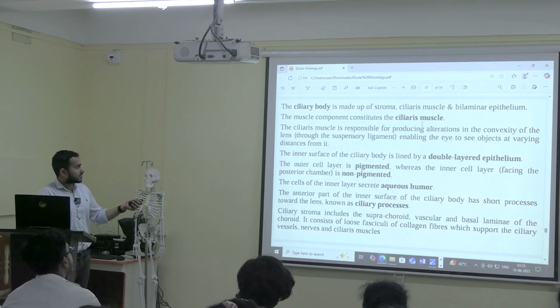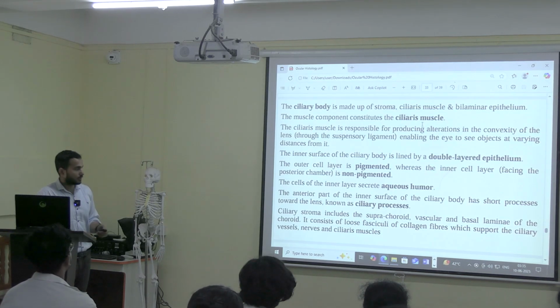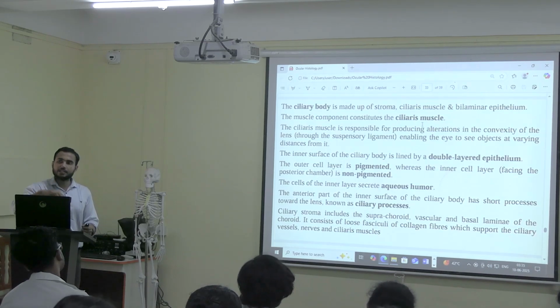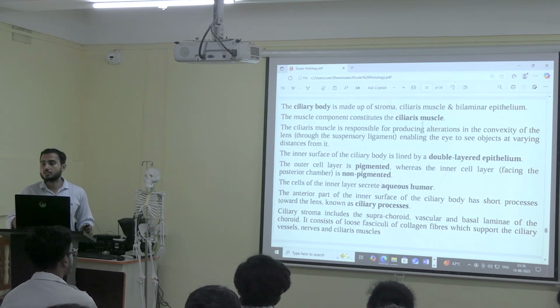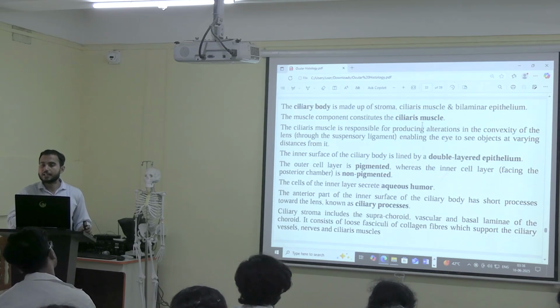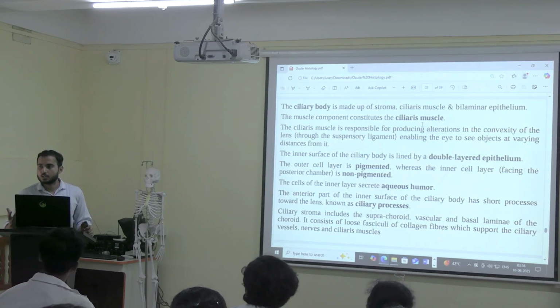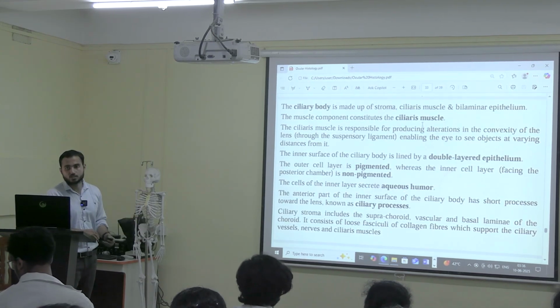Next, on the inner surface, a double layer epithelium is there. The outer layer is pigmented, whereas the inner layer is non-pigmented. There are two layers, the outer layer and the inner layer. The outer layer is pigmented, the inner layer is not pigmented. What is the function of the inner layer? It secretes aqueous humor. In the beginning I mentioned aqueous humor, right? So where is aqueous humor secreted from? These are the cells. As you can see, the cells of the inner layer secrete aqueous humor.